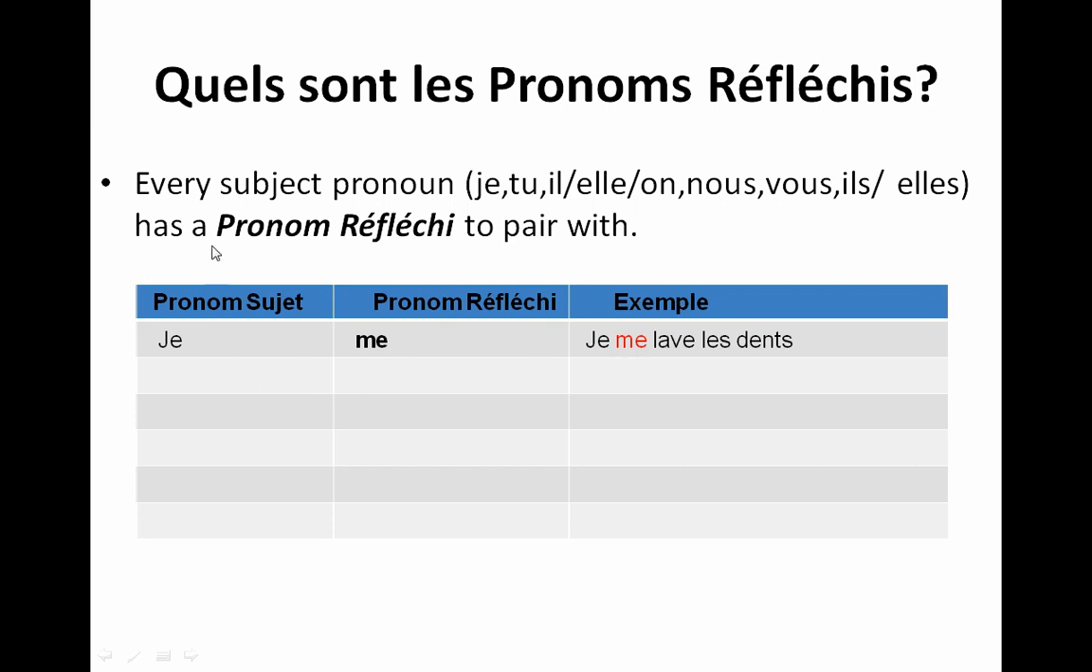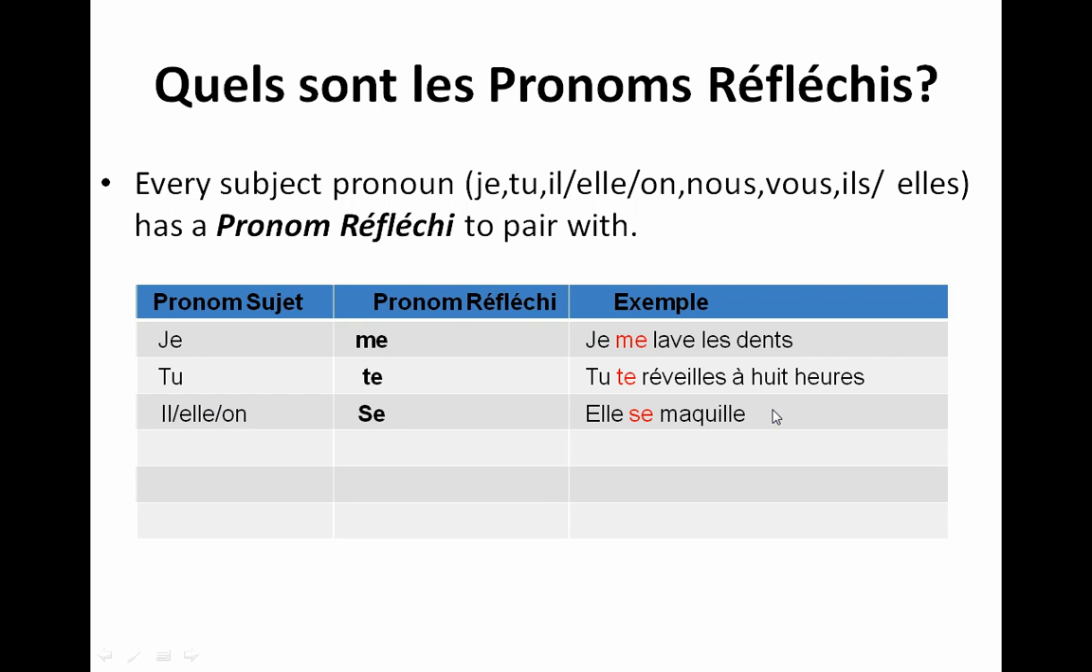Let's see what happens with tu. Tu, pronom sujet, pronom réfléchi will be te, and the example will be tu te réveilles à 8 heures. The sentence means you wake yourself up, or you wake up at 8 o'clock. Okay, so tu te, je me. These are the first two. Let's see. Il, elle, on: se, and then the example is elle se maquille.